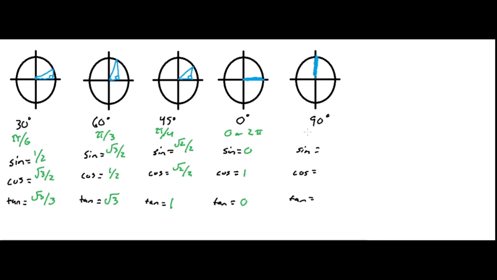Now at 90 degrees, the radians will be pi divided by 2. Our sine, so the height of this line, will be the radius, and it's going in the y direction, so our sine will be 1. There's no change in the x direction, so cosine will be 0. Then tangent is going to be 1 divided by 0, so it's going to be undefined.